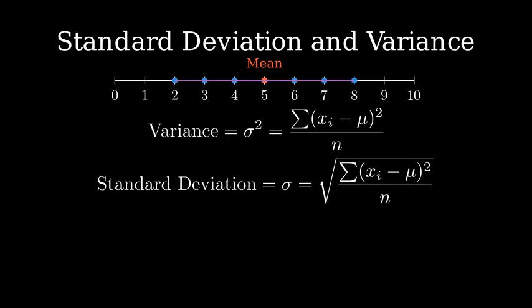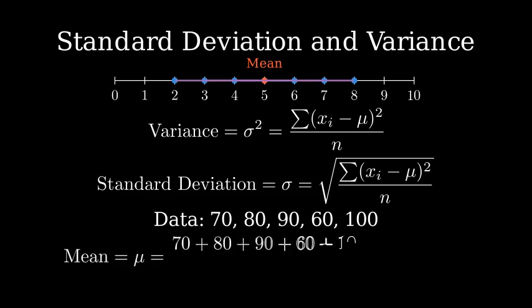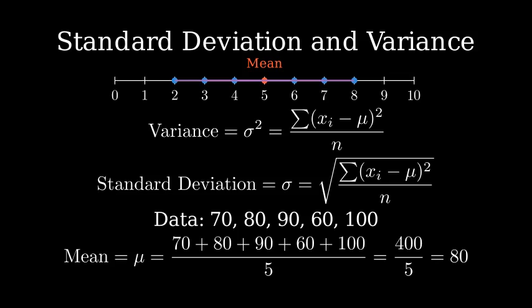Let's work through a simple example to calculate the variance and standard deviation. Imagine we have 5 test scores: 70, 80, 90, 60, and 100. First, we calculate the mean, which is the sum of all values divided by the number of values. In this case, the mean equals 400 divided by 5, which equals 80.